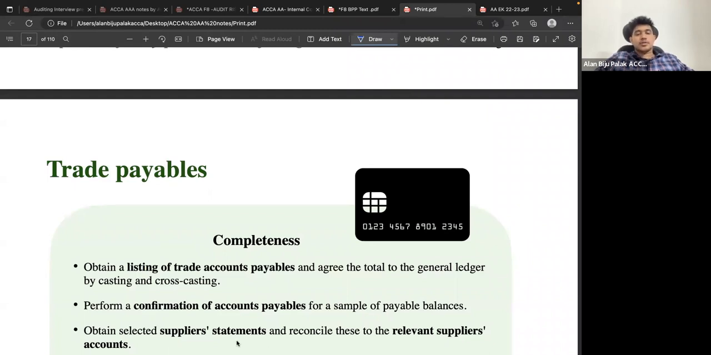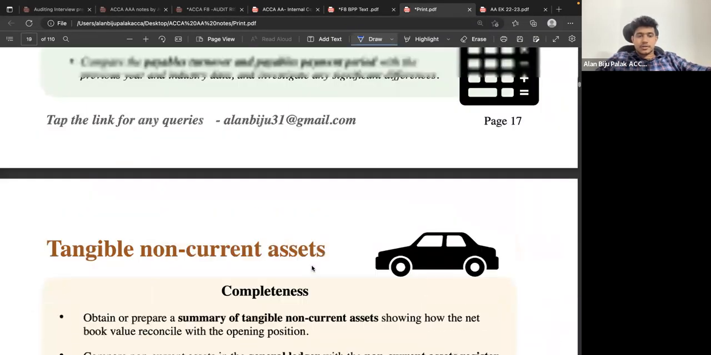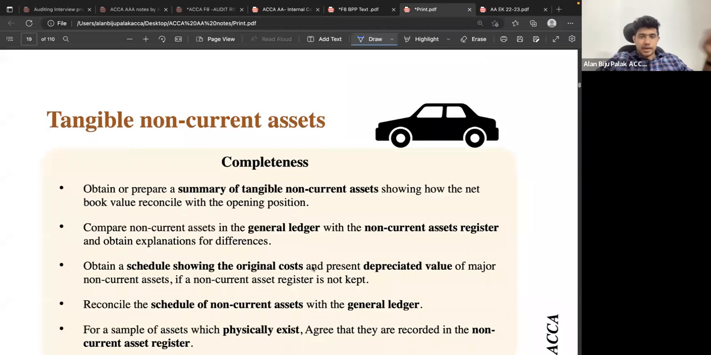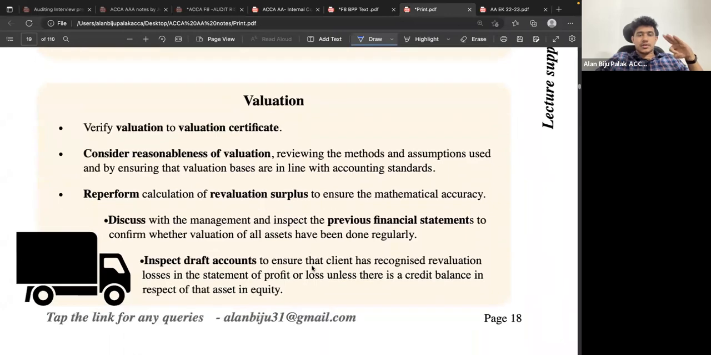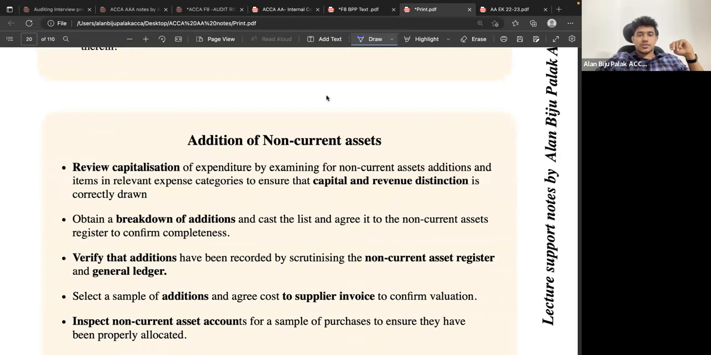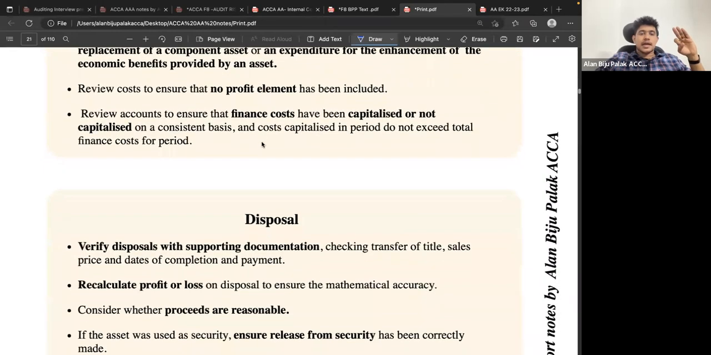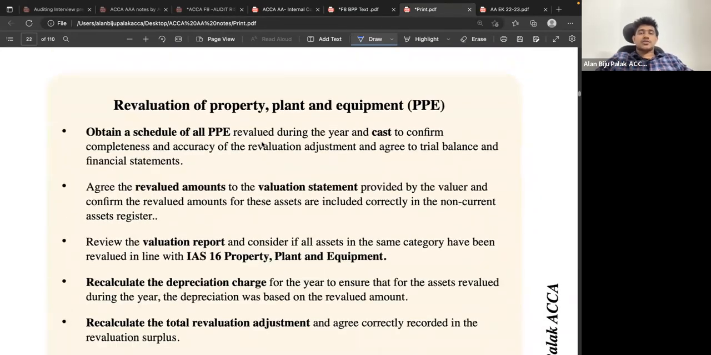So even if you're getting a question on payables or purchase, you can use the same point. And moving forward, one of the most important is the non-current assets. So what all have we actually learned with regard to non-current asset? We have studied about completeness, existence, valuation, rights and obligation. Then most importantly, we have studied points in relation to addition of non-current asset, disposal of non-current asset and self-constructed asset. Again, we have studied about the valuation of depreciation, and about the revaluation of PPE.